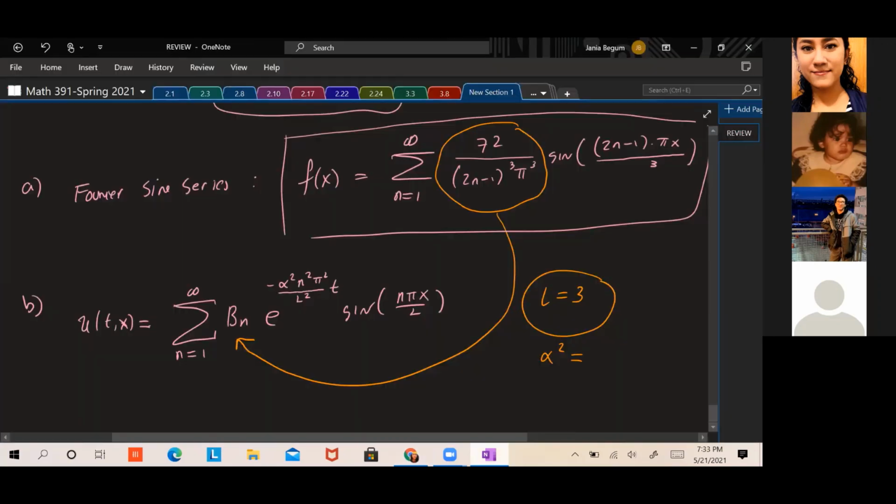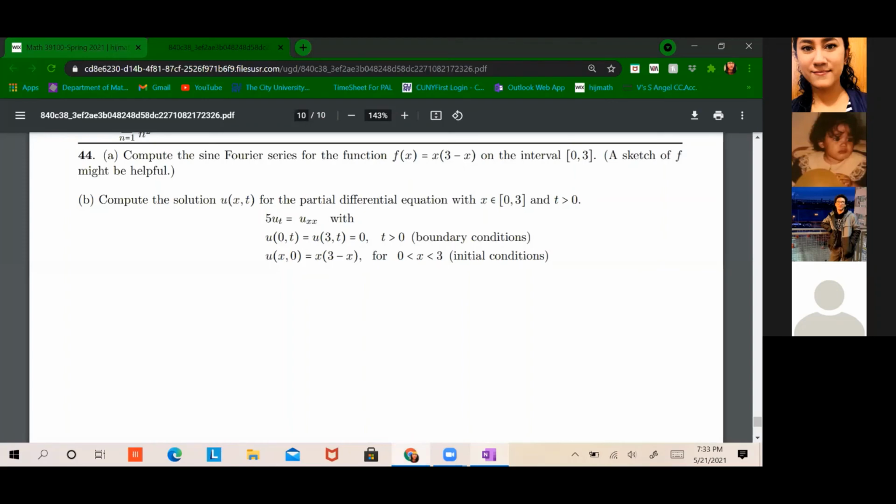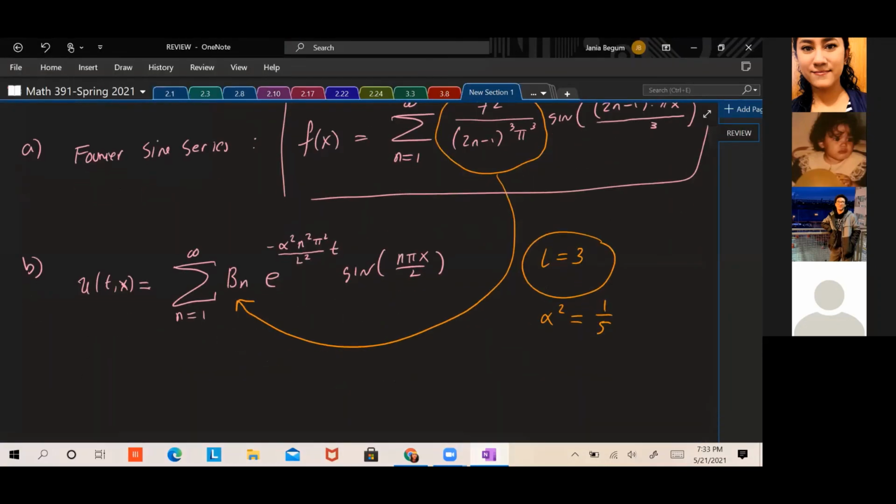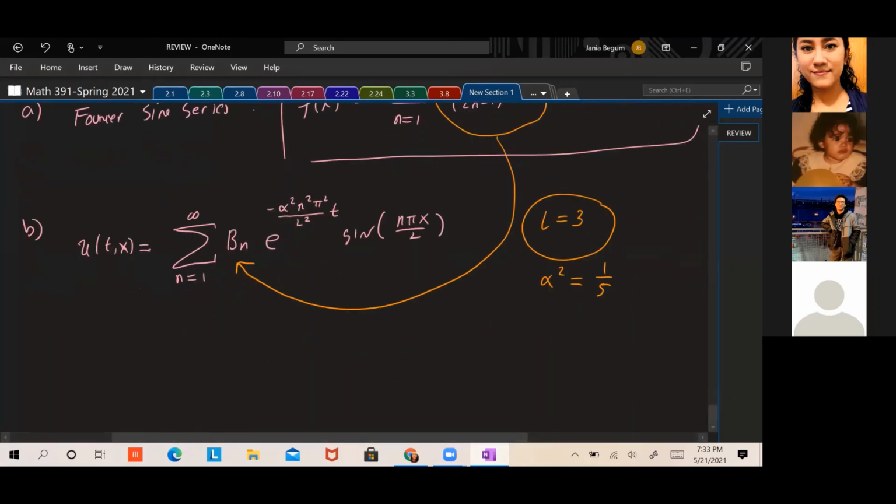Alpha squared is 1 over 5 because the standard way of writing the heat equation is u sub t equal to alpha squared u sub xx. So the 5 needs to go to the second partial with respect to x, so you divide both sides by 5, which makes alpha squared 1/5. So we have alpha squared, we have L, and we know n is odd. So plug everything in, and you have your solution to the heat equation.